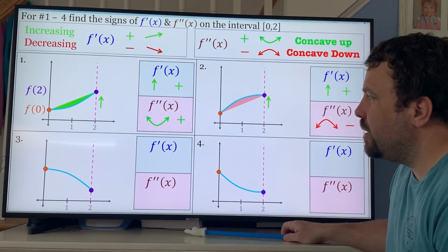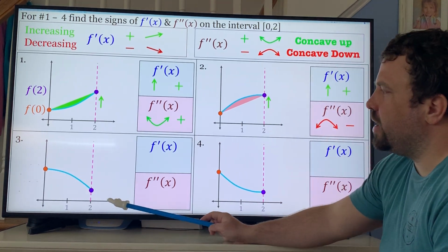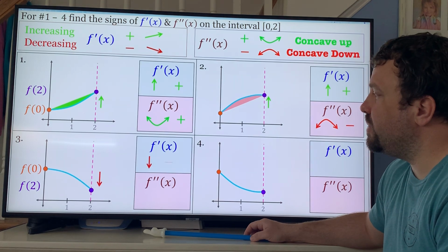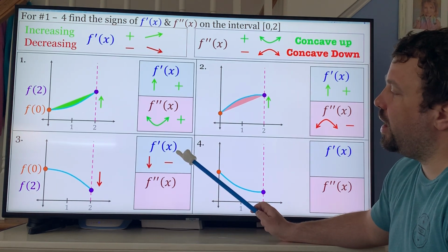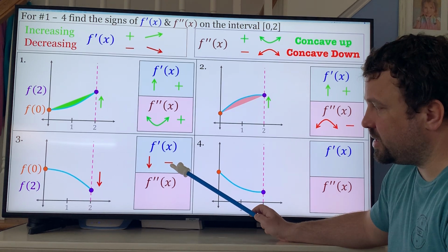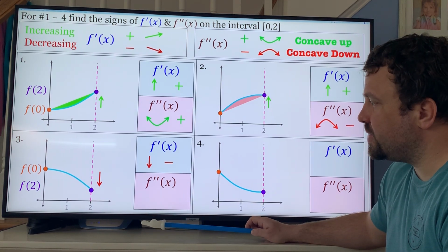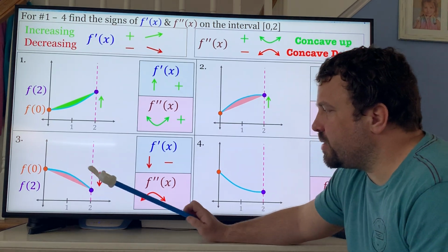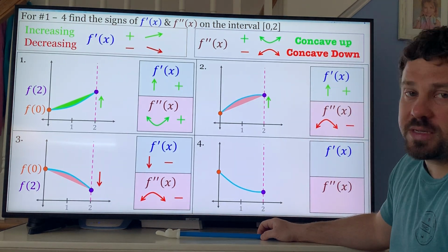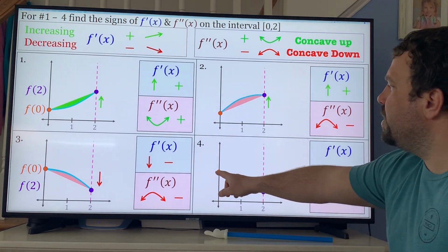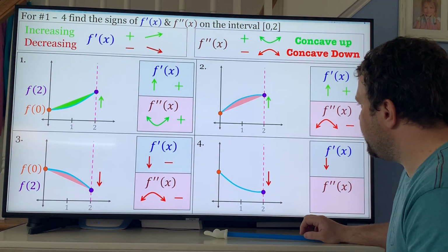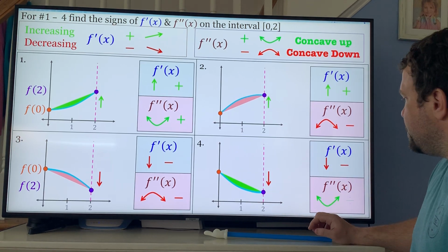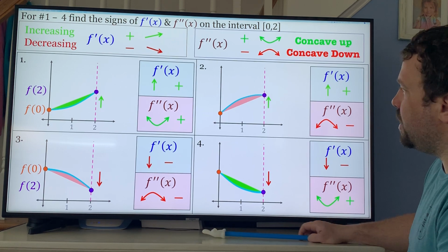All right? Problem 3. From the left to the right, your graph is going down. Going down means it has a negative f prime x value. Okay, decreasing. What is the f double prime x value? Right here, it is under the graph. Under the graph is also negative because it's concave down. Right here, the graph is decreasing from left to right. If you filled this in, it is on the top, which is positive.